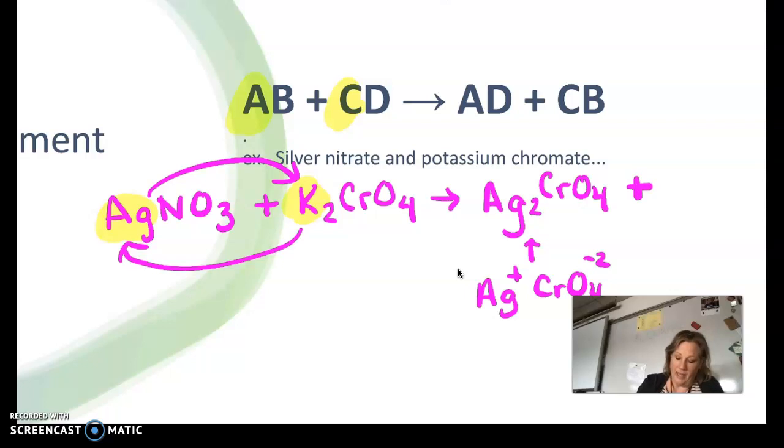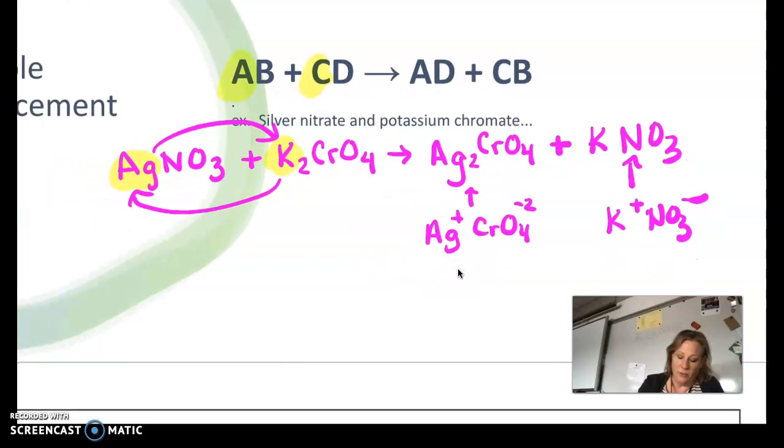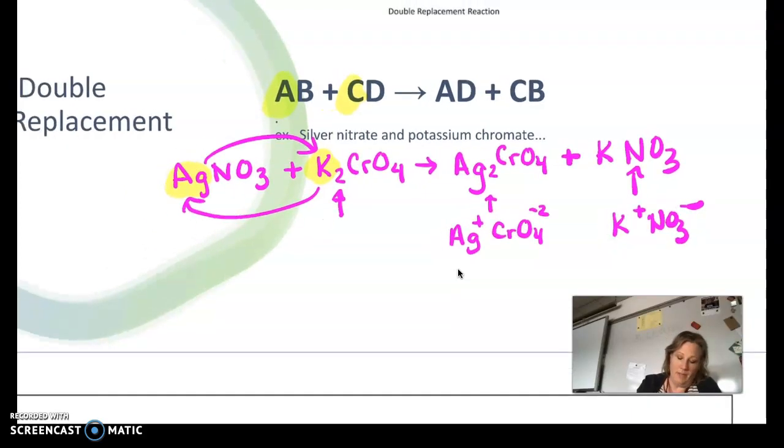And I'm going to get potassium nitrate. How do I know this formula? I know K is plus, nitrate is minus. I also do not bring subscripts with when I predict products unless it's part of the polyatomic ion. So it is not a polyatomic ion, so when I come over, I don't bring that 2 with. And then I would definitely balance this. I think you're going to need 2, because you need to have 2 nitrates and 2 silver, 1 chromate, and 2 potassiums.